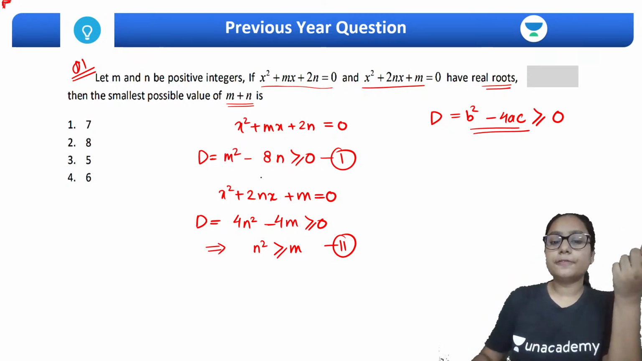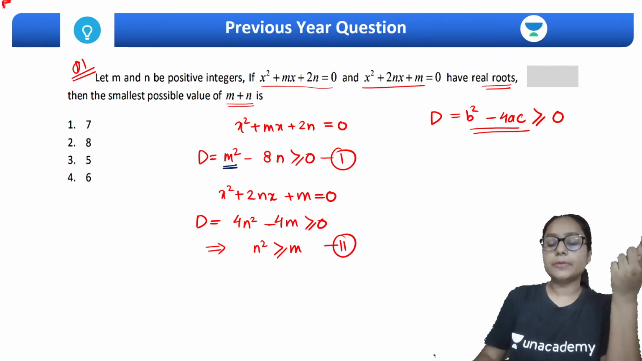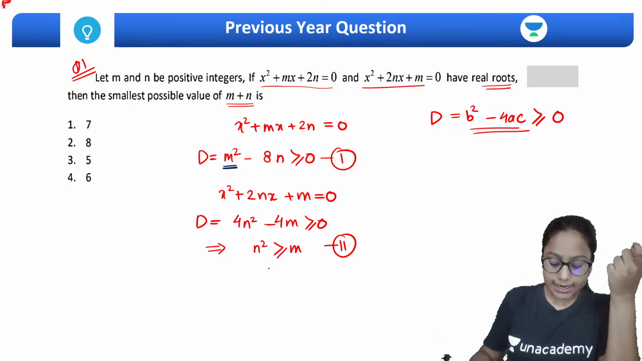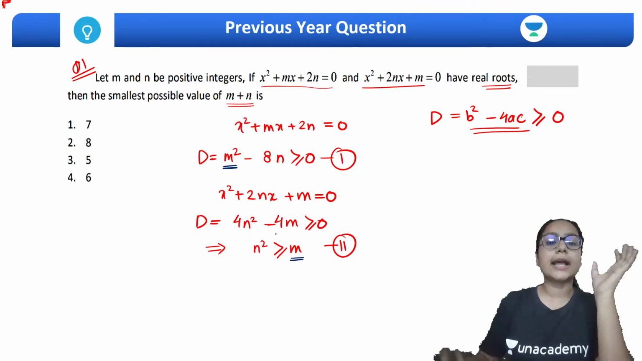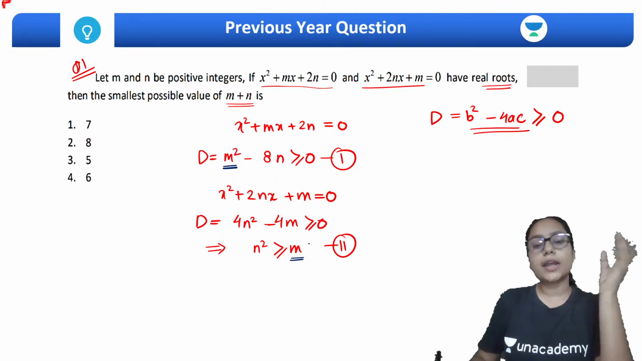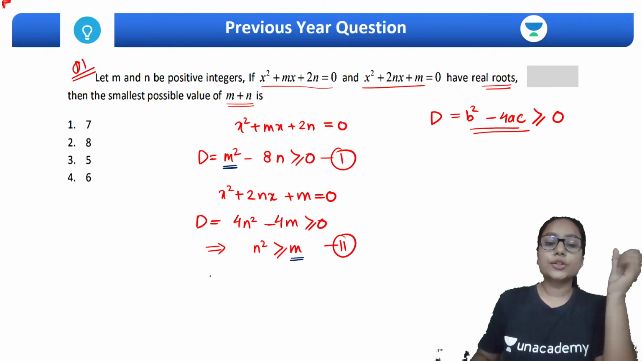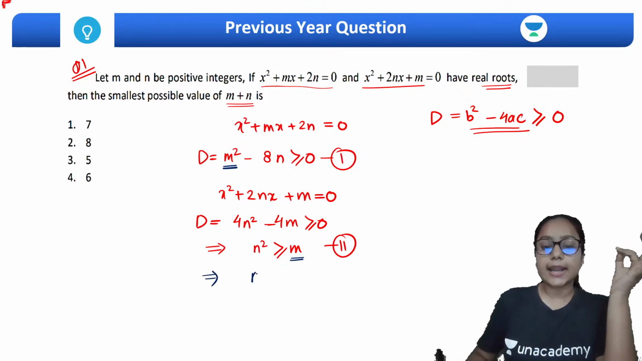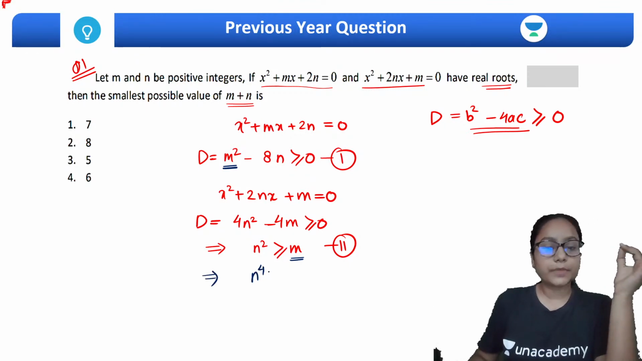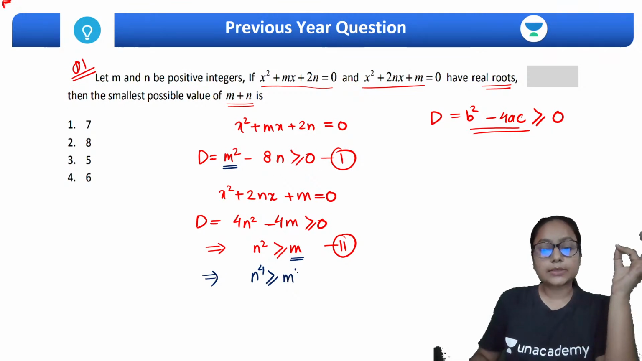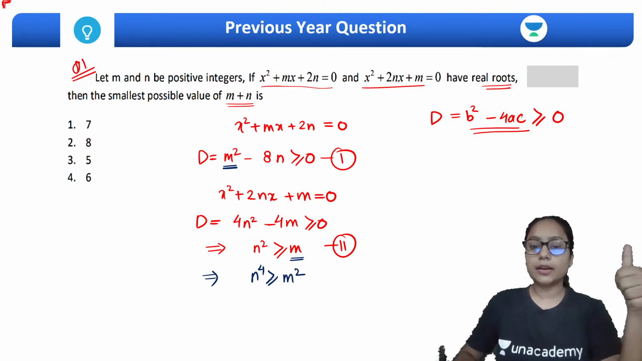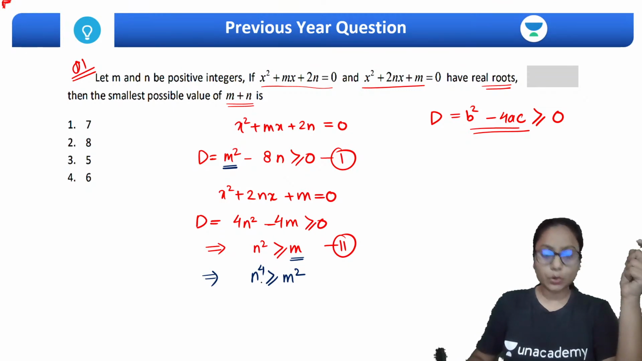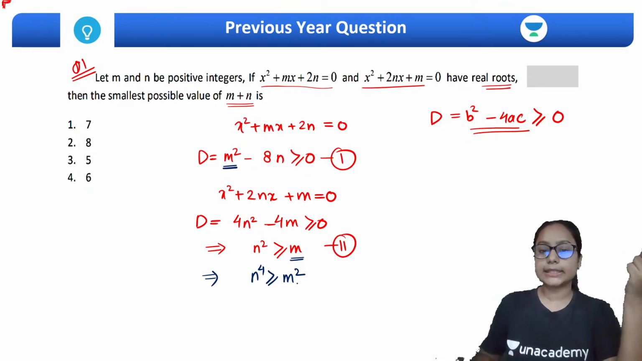See, in the first inequality, you have a term m square. In the second inequality, you have an m. So if I square both sides, I will get an m square in the second inequality also. So squaring both sides, I can write n raised to the power 4 is greater than or equal to m square. Right? Can I write this? Is this step clear, everyone? All of you, please confirm if this step is clear.